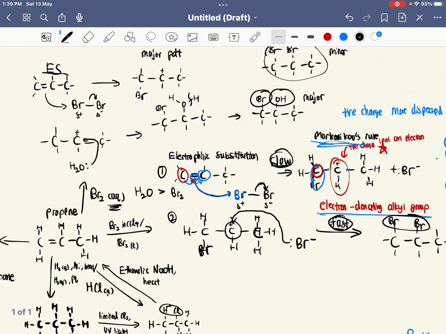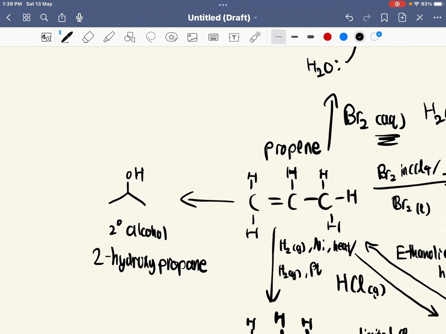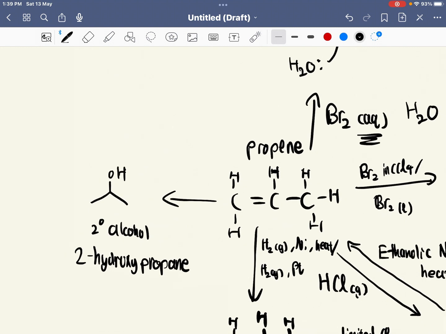Okay. So now the next reaction that I'm going to talk about is the formation of alcohol. So now we're going to move into our alcohol. I'll cover arenes later, because it's a whole different thing. Okay. So now I'm going to form our alcohol.